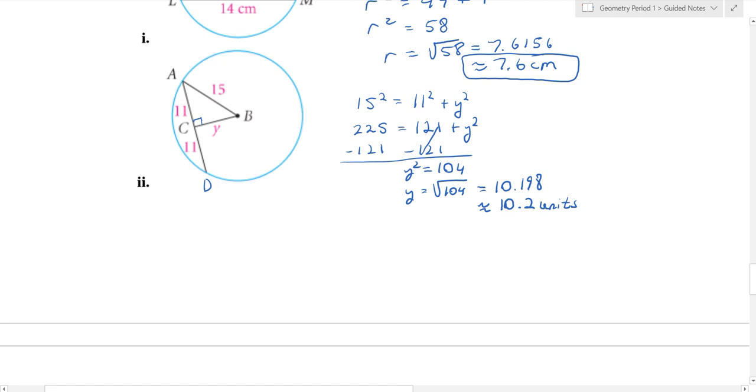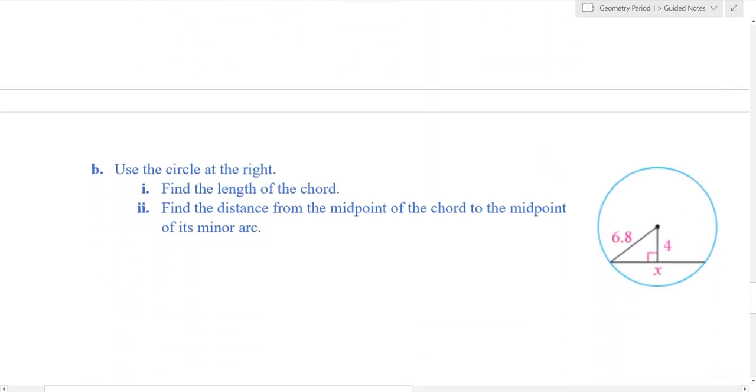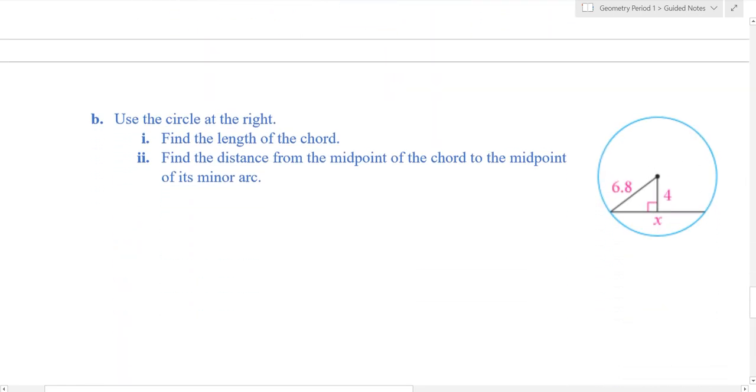Now let's take a look at this one. This one is for you to do. I'm going to read it and then you may pause the video to see if you can work it out and then see if you get the same answer that I do. So it goes, use the circle at the right. 1, find the length of the chord. And 2, find the distance from the midpoint of the chord to the midpoint of its minor arc. All right, good luck.